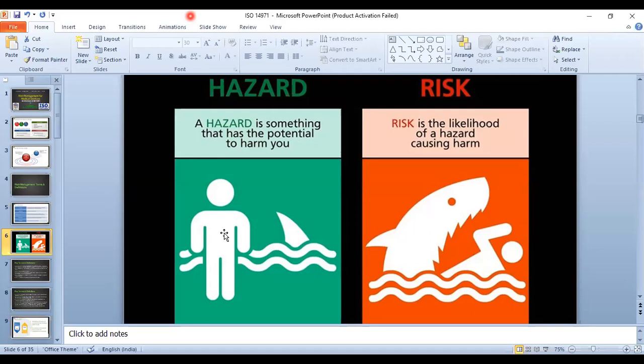A hazard is something that has the potential to harm you, whereas risk is the likelihood of the hazard causing harm. Is the definition clear?